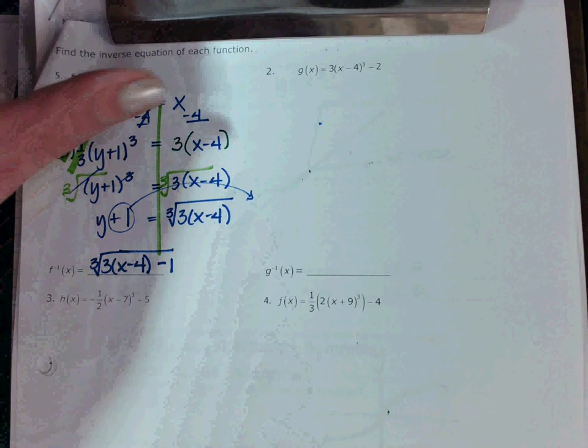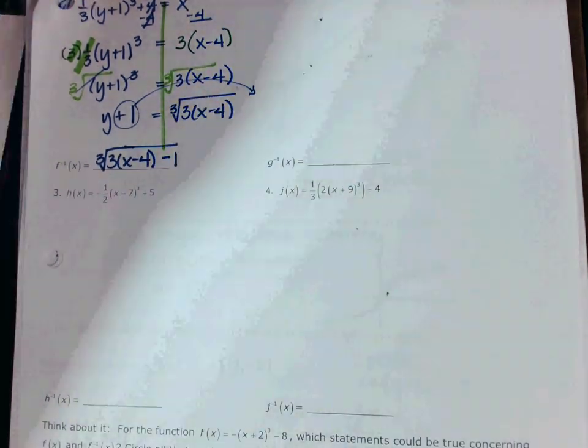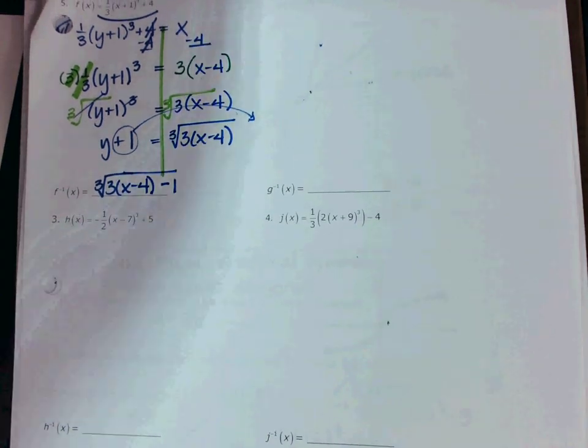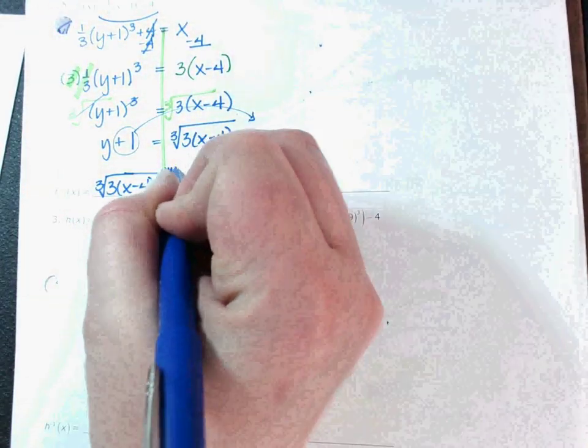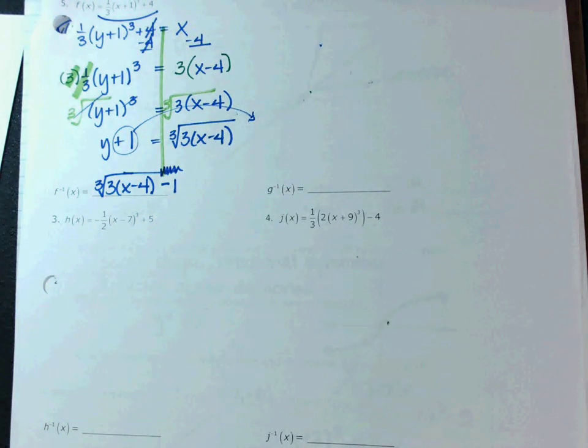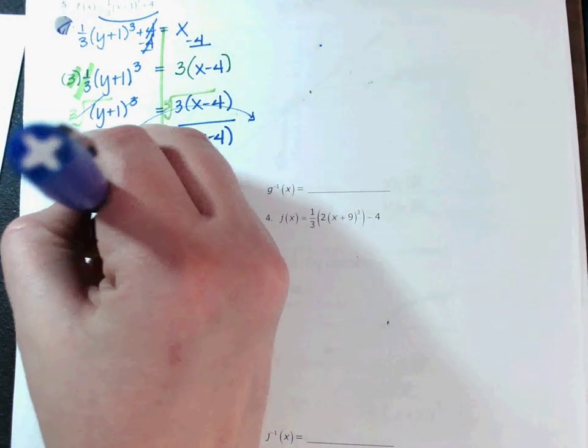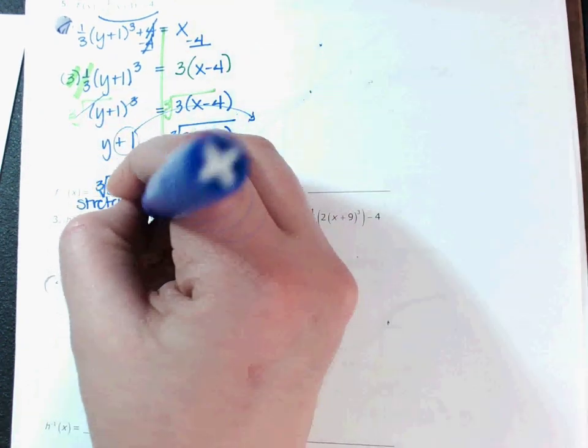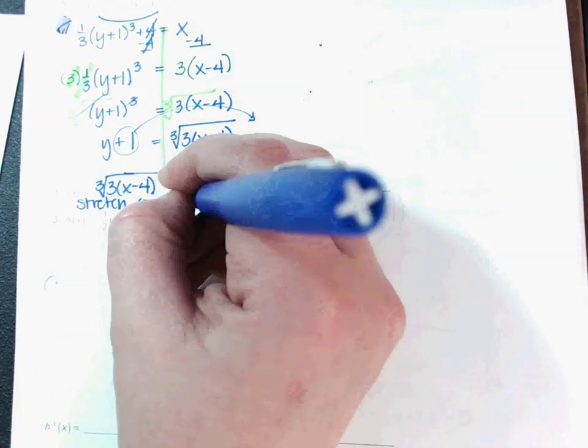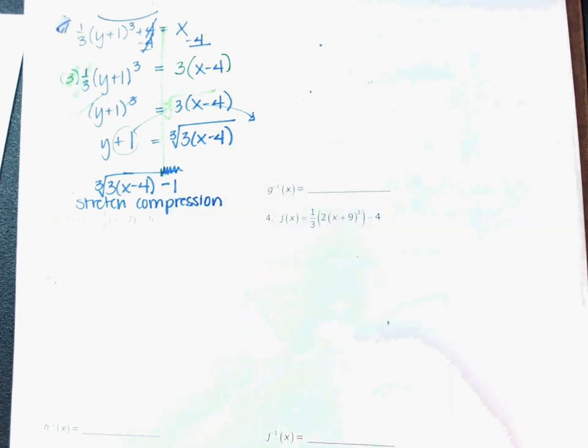And then one more thing I want to point out to you. Do you remember? I'm sorry? Oh, it should be outside. Thank you. It should be at the back. Now, do you remember when we talked about stretches and compressions? Okay, what type is 3 if it's inside the root?